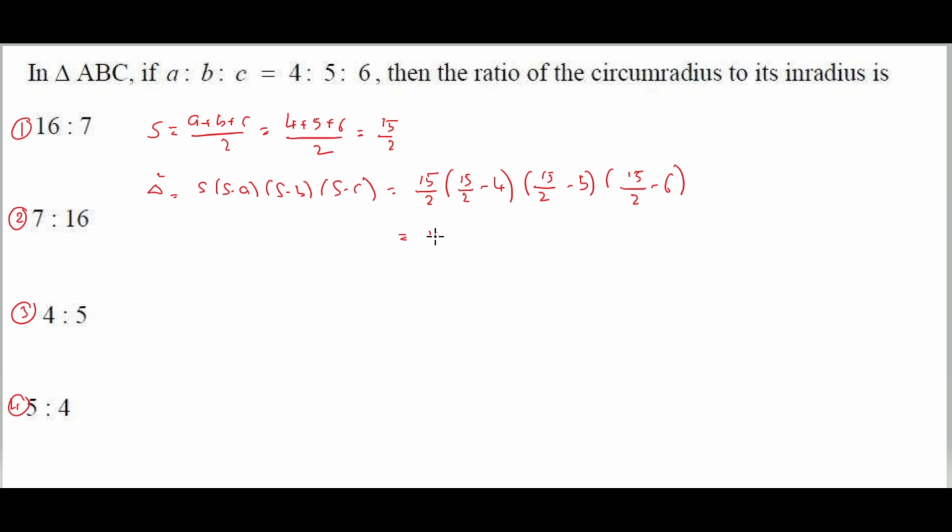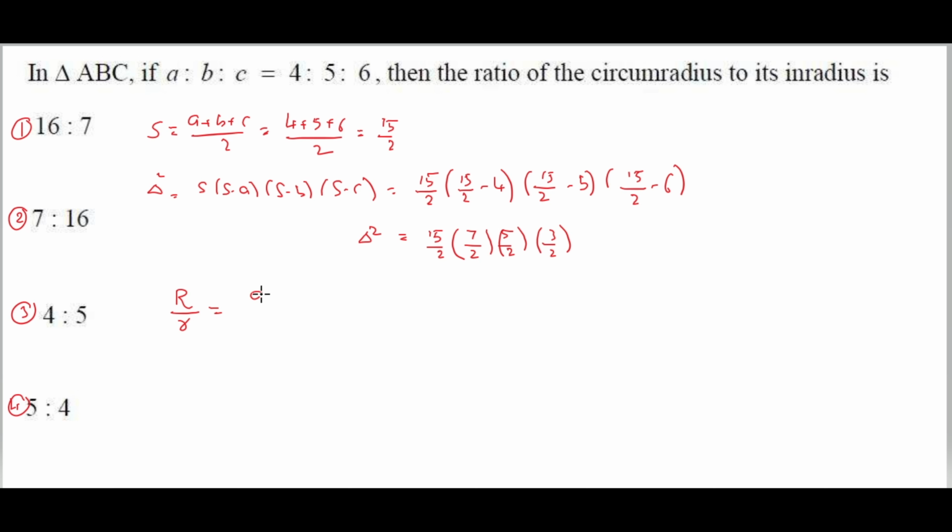that is equal to 15 by 2 into 15 by 2 minus 4 by 2, that is 15 minus 8, that is 7 by 2, into 15 minus 10, that is 5 by 2, into 15 minus 12, that is 3 by 2. This is the value of delta square. Now here we find the ratio of the circumradius to inradius, that is circumradius is capital R and inradius is small r.